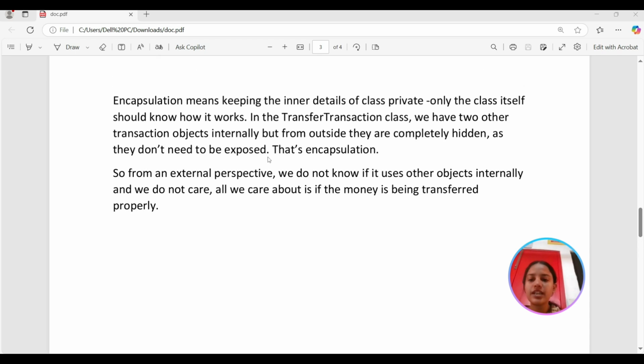Do we care about what is working internally? No, we don't. We just know if it transfers the money properly or not. That is all that matters. So this also makes our code cleaner and safer, because not all things can be used externally.